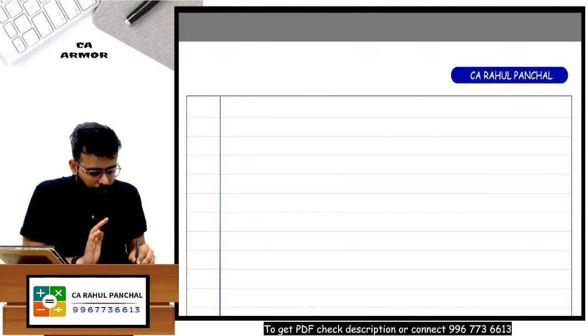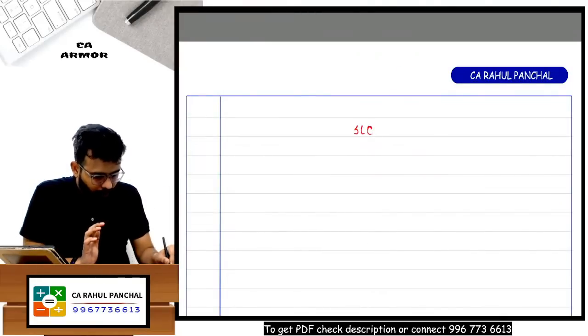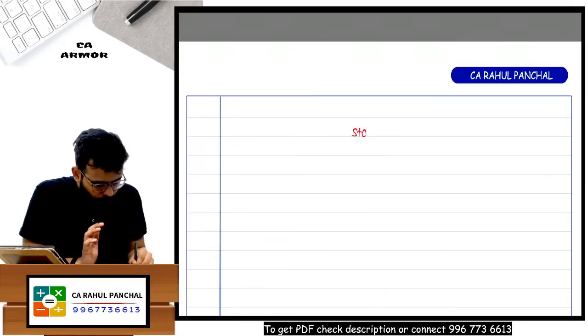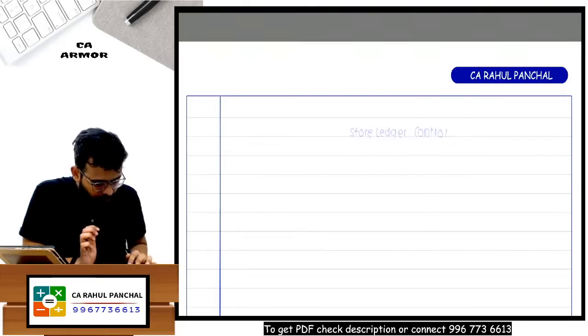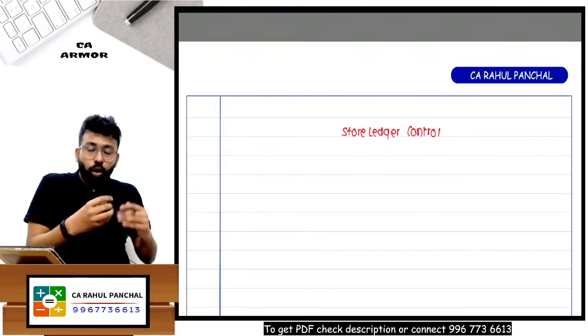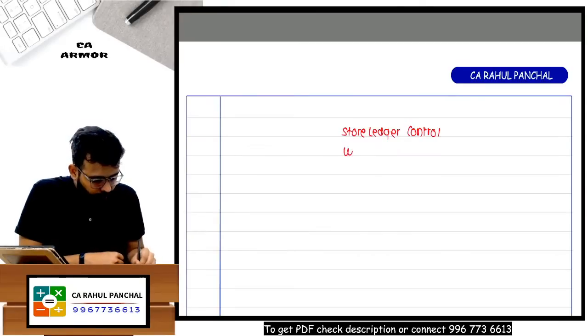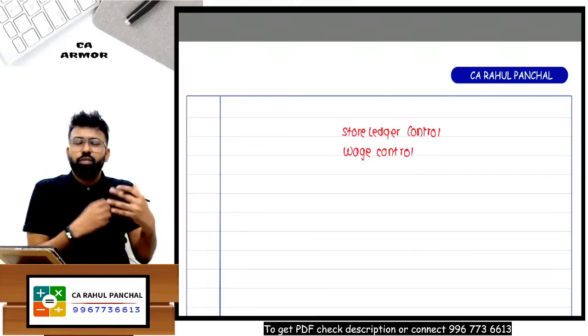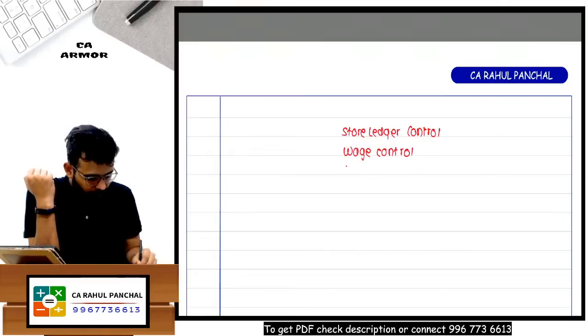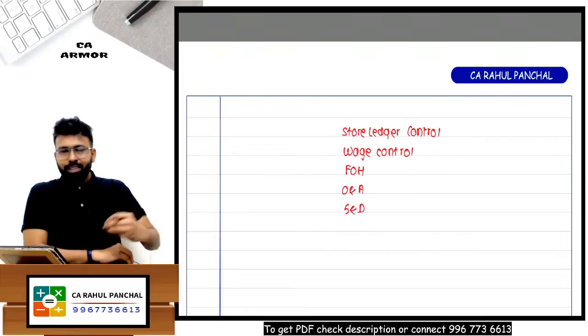Sir, one account you will make is store ledger control account. I will just name it as a store ledger control account. That is one account that you're gonna make, which is nothing but material account, which is in the middle. Then after that, on that material worker will work. So there is one more account that you're gonna make, that is wage control account. Having said that, now after wages, overheads you will charge. So that is factory overhead account you will make, then office and administration account you will make, selling and distribution account you will make. So these are the overheads accounts those you will make.